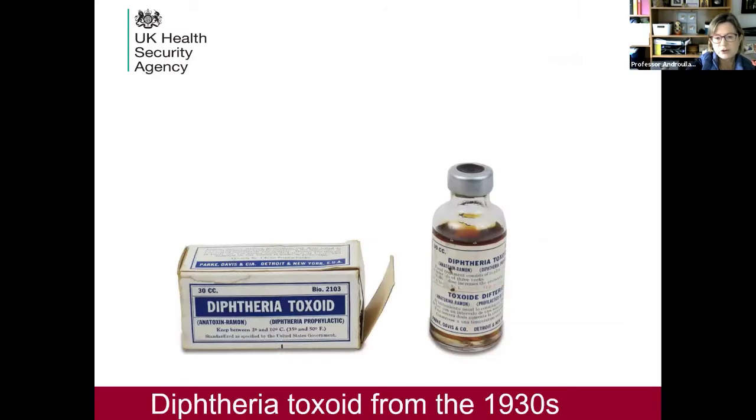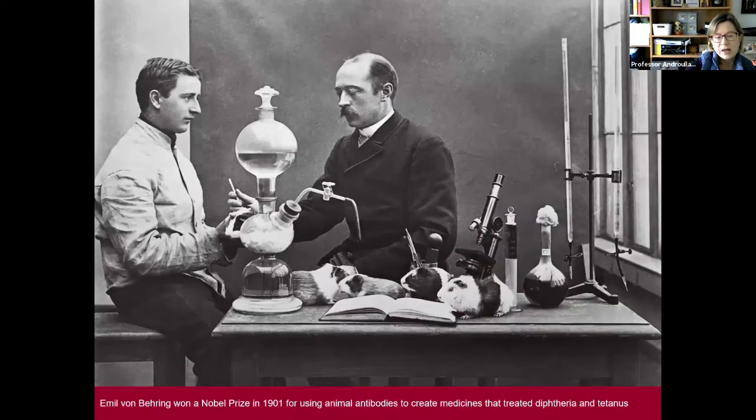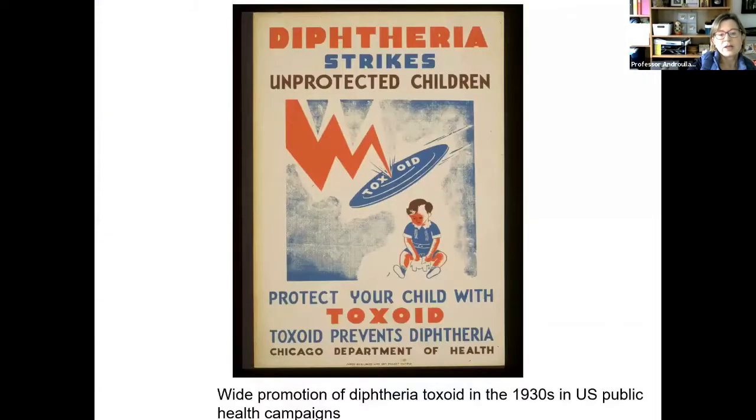This is the toxoid from the 1930s. And this is the gentleman who discovered diphtheria toxin and also tetanus toxin, Emil von Behring, and he won a Nobel Prize in 1901 for his work using animal antibodies to create these medicines. And obviously there was very wide promotion of diphtheria vaccination in the 1930s. This is a poster from a campaign in the US.